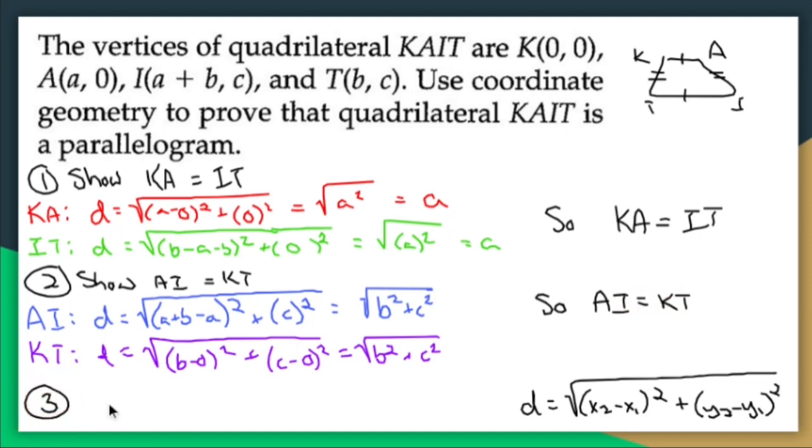which means KAIT is a parallelogram. I believe the name of that theorem is the opposite sides something. I don't know. But since two pairs of opposite sides are congruent, it's a parallelogram. And there's a name to that theorem. It's just escaping me because right now I'm recording this at 10:15 p.m. But that's how you do it. We proved it.